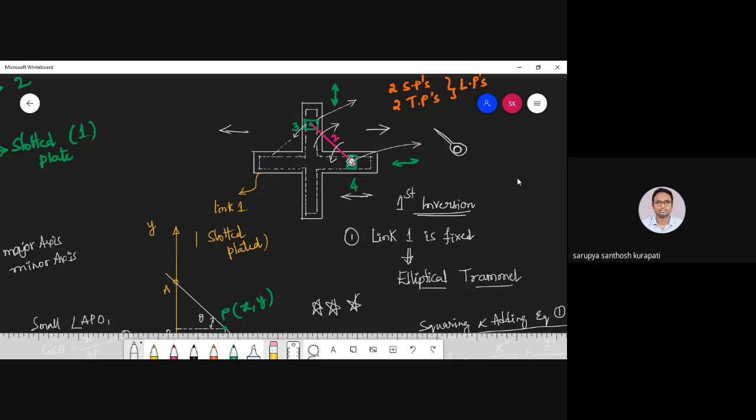So here my input is rotation, and the output is what? Reciprocation, or translation.